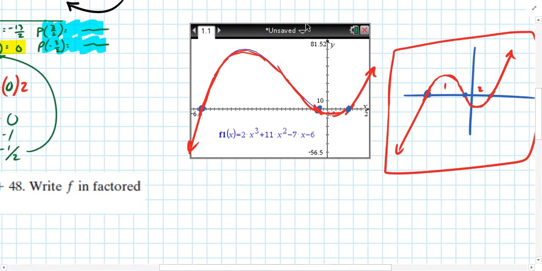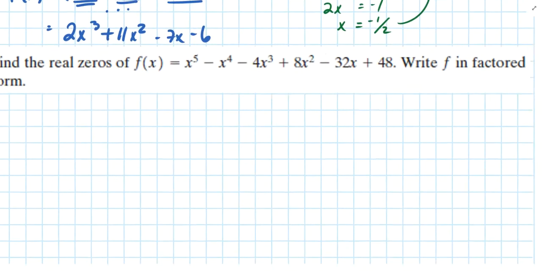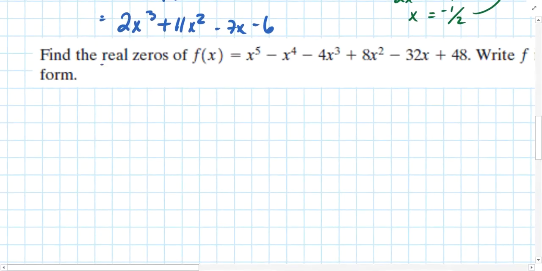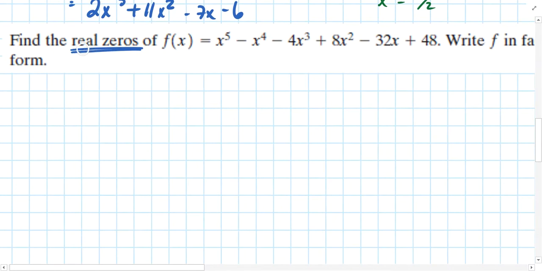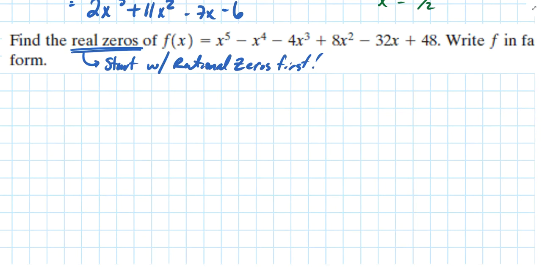So let's try those techniques again in our next example. Find the real zeros. Now that phrase is a little bit different. Real number zeros of f of x, and write f in factored form. So it may be a little bit more difficult to find all real number zeros, but let's start with the rational zeros. We can use the rational roots theorem to find the rational zeros first. Once we have the rational zeros, then we'll see if we can use any other tricks to find the remaining zeros. So I'm going to start off by listing P and Q.